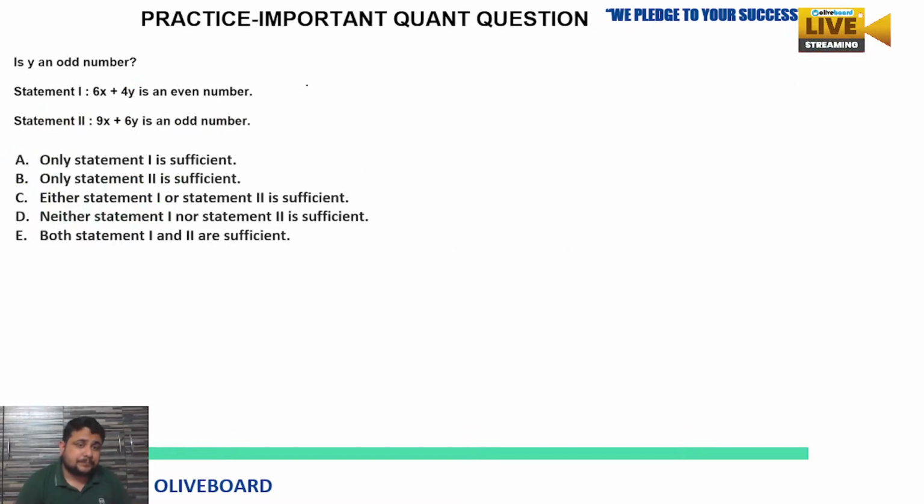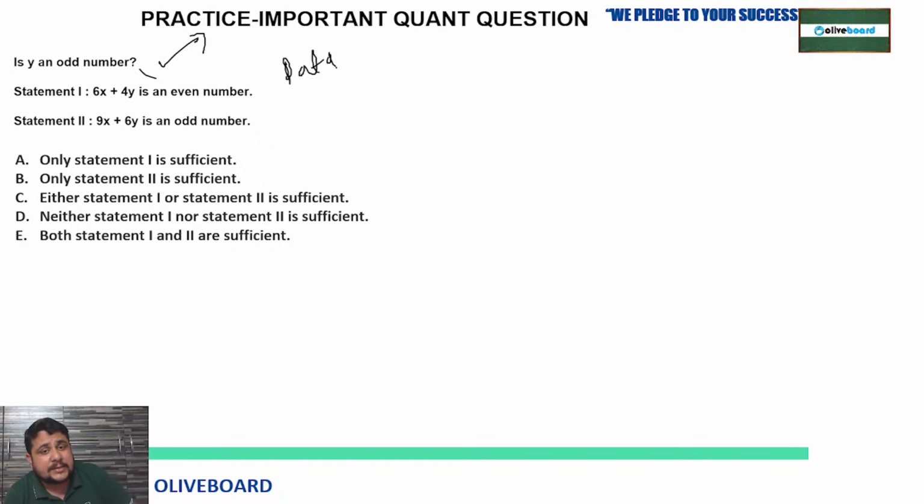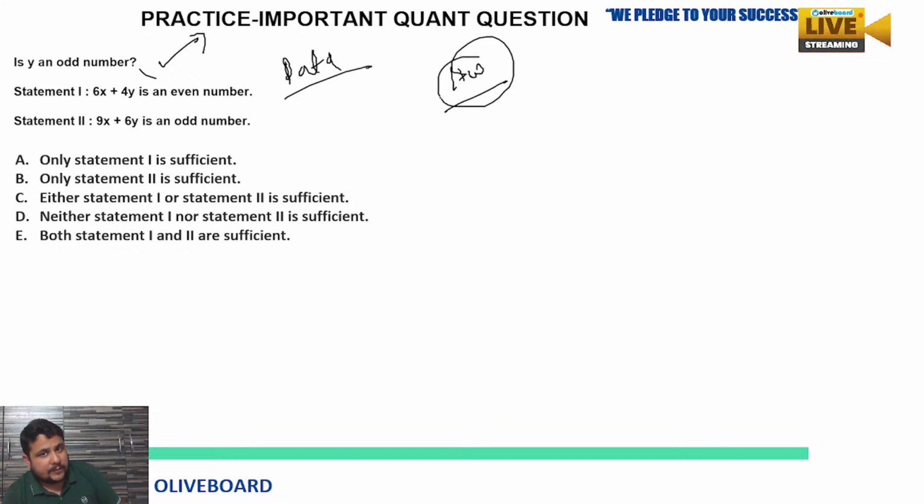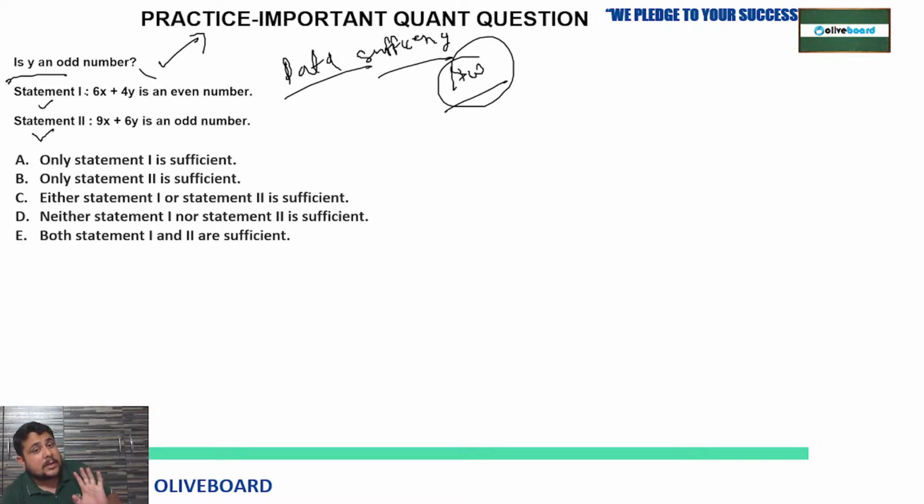Now second one, as I told you. Now this question is based on what? Data sufficiency. Remember that previous homework was based on what? Quantity comparison. Now this one is based on data sufficiency, and we have solved many questions based on this. Is y an odd number? They are asking y, right? Is y an odd number? Statement 1 is given, statement 2 is given. Now you have to check these statements and decide whether they are sufficient to answer what they are asking or not.